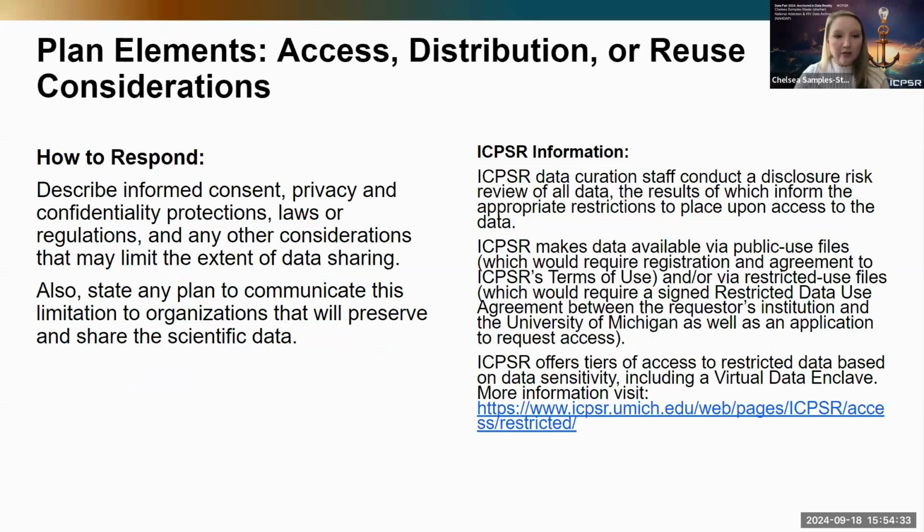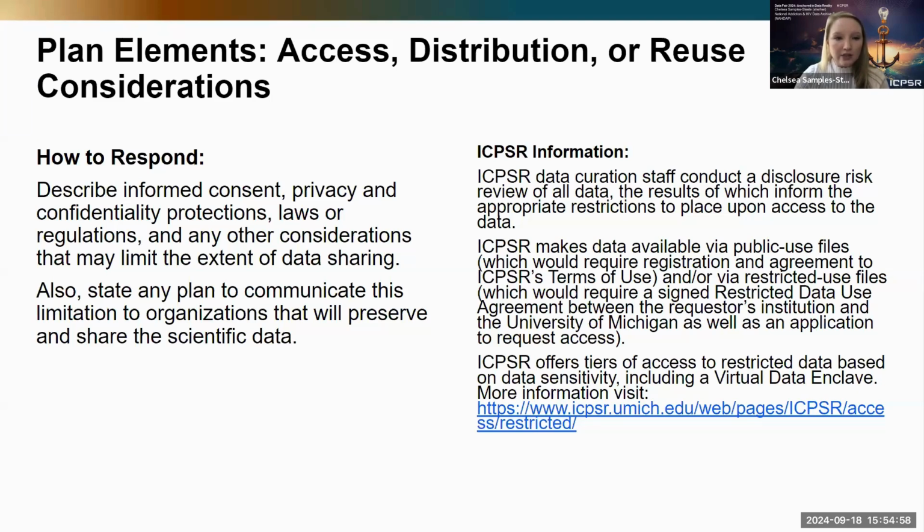The fifth plan element is access, distribution, or reuse considerations. You will need to describe informed consent, privacy and confidentiality protections, laws or regulations, and any other considerations that may limit the extent of data sharing. You'll also need to state any plan to communicate this limitation to organizations that will preserve and share the scientific data.